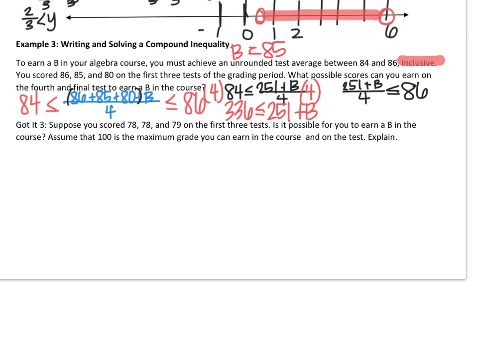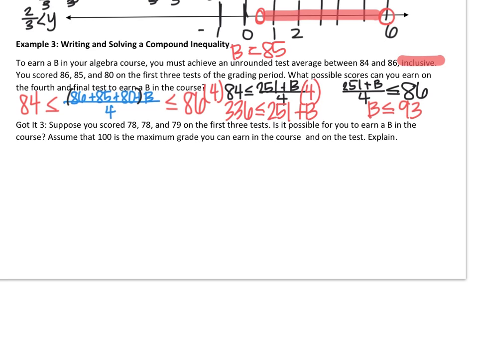You're going to solve the right hand inequality the same way. So 86 times 4 minus 251, you get 93. So B has to be less than or equal to 93, which means you can score anywhere between 85 and 93 inclusive. Got it, number 3, I'm going to do with you.